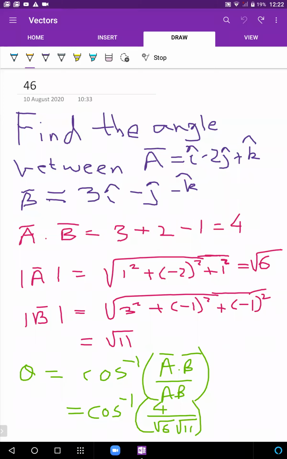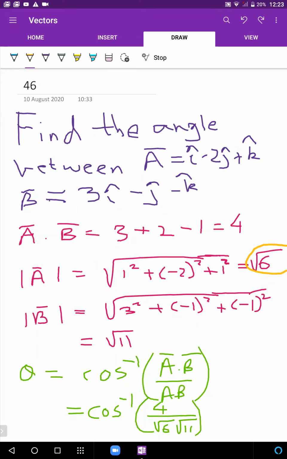Magnitude, did you forget? How do we find the magnitude? Pythagoras theorem. Look at the coefficients, 1, minus 2, 1, and apply Pythagoras theorem: root of 1 square plus minus 2 square plus 1 square. Minus 2 square is 2 square also, so you can even ignore the signs. Root of 1 plus 4 plus 1, root 6 is the magnitude of A.